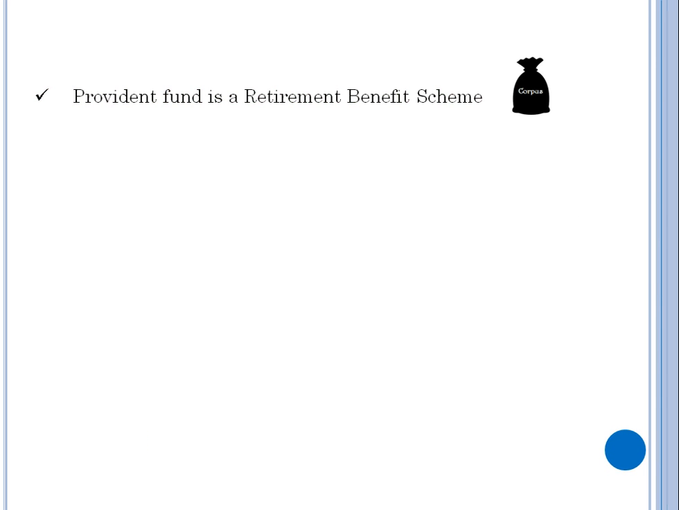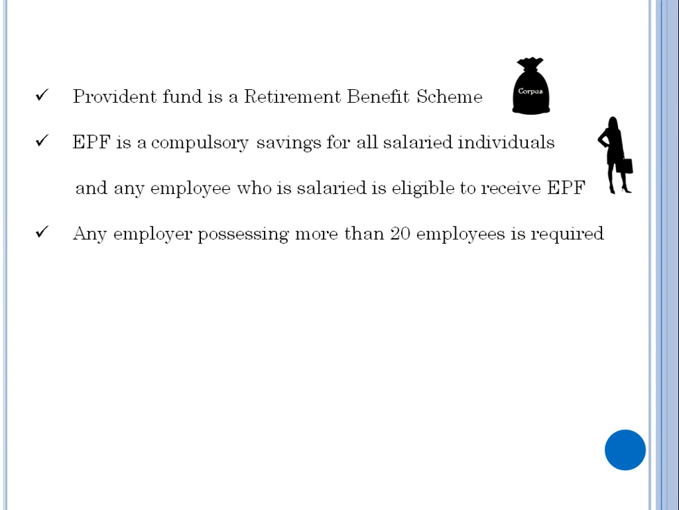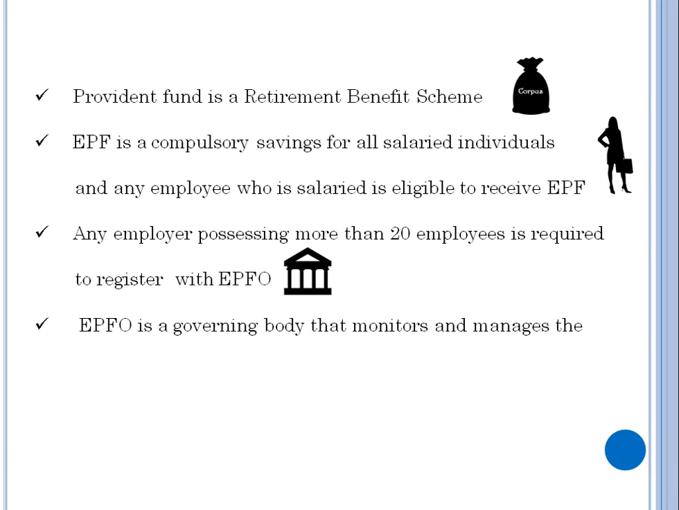Employee Provident Fund. Provident Fund is a retirement benefit scheme which is provided by the employer to all its employees. EPF is a compulsory savings for all salaried individuals, and any employee who is salaried is eligible to receive EPF from their own organization. Any employer possessing more than 20 employees is required to register with EPFO. EPFO stands for Employee Provident Fund Organization, which regulates, governs and manages the entire Provident Fund in India.